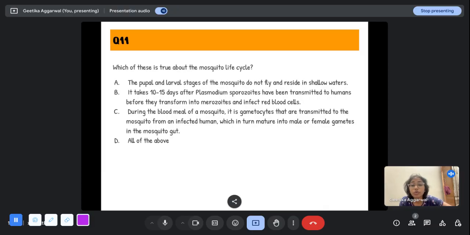Okay. During the blood meal of a mosquito, is it gametocytes that are transmitted to the mosquito from an infected human, which in turn mature into male and female gametes in the mosquito gut? Or all of the above? Which of these is true about a mosquito life cycle?